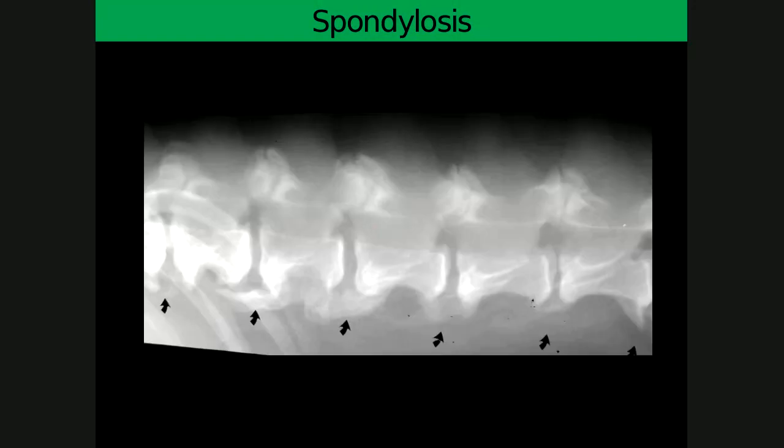In this radiograph, the arrows show variable degrees of spondylosis along the lumbar spine, and the most common sites are typically the caudal thoracic and the cranial lumbar vertebra that are affected. Usually it's a clinically incidental finding, especially in older large breed dogs.